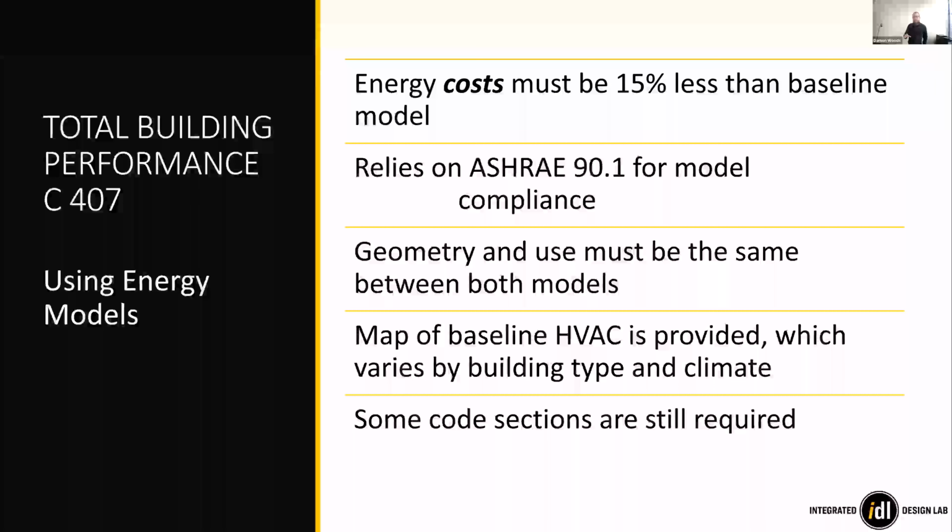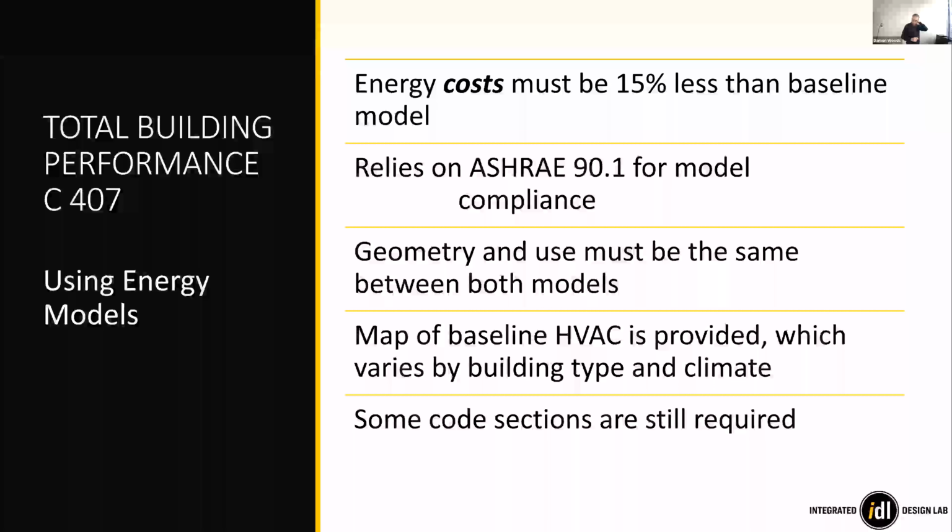And of course, you can't have one building with no windows and foam walls, and then your real building, which is glass everywhere, and you just think, oh, I'll throw in a VRF and it'll be fine. The geometry and use must be exactly the same between both models. And the code does provide a map of which HVAC type is provided. And there are still some sections of code, even if you use the performance model, that are still required.